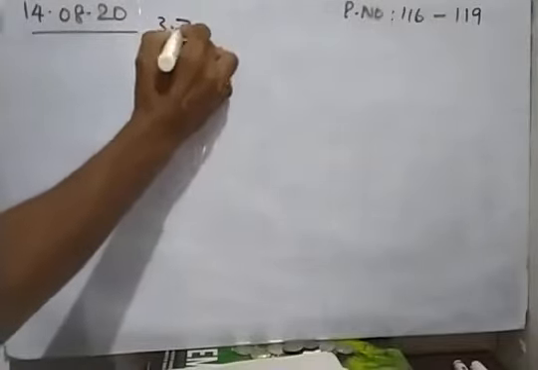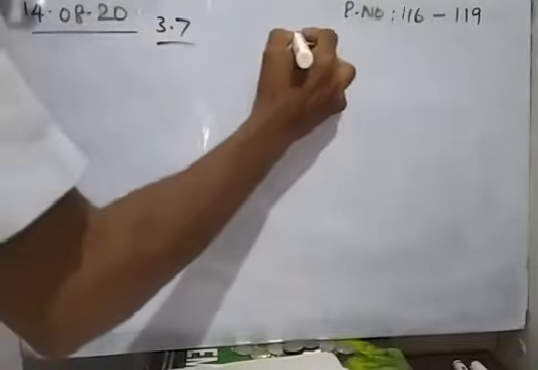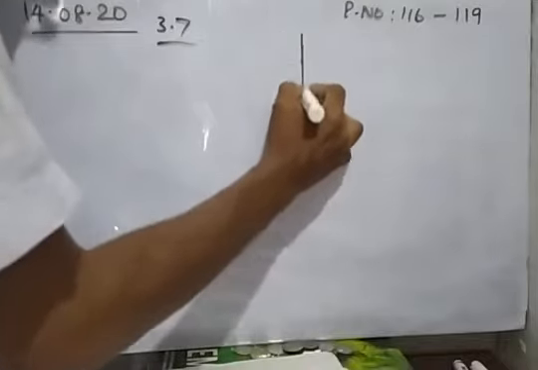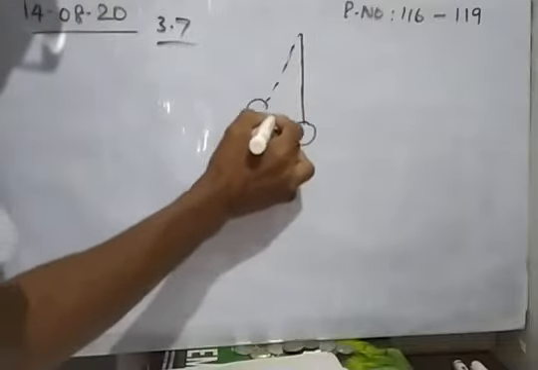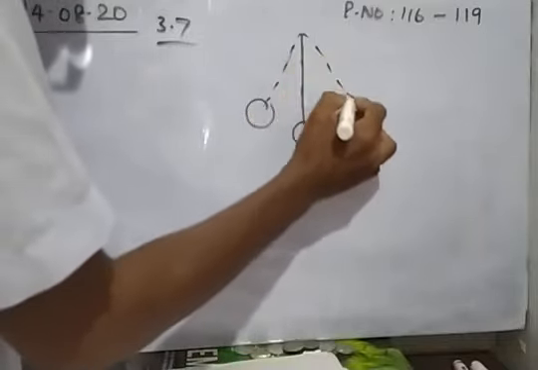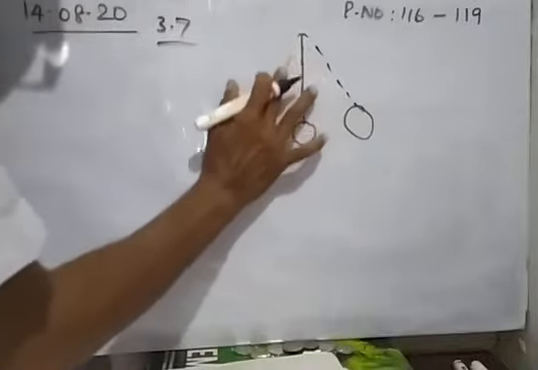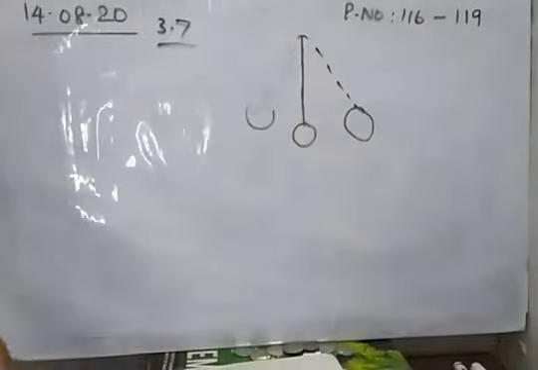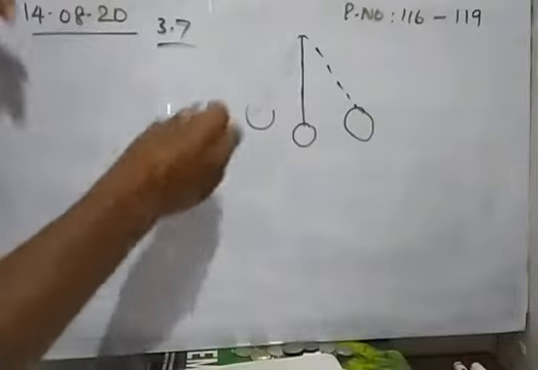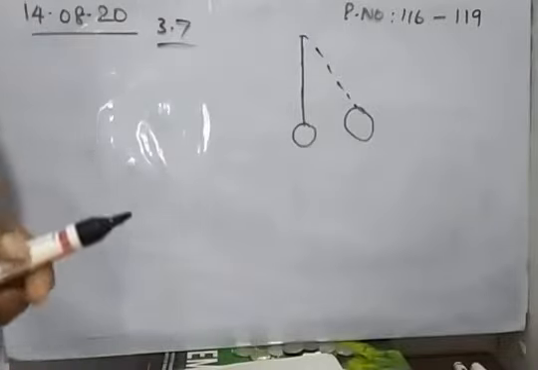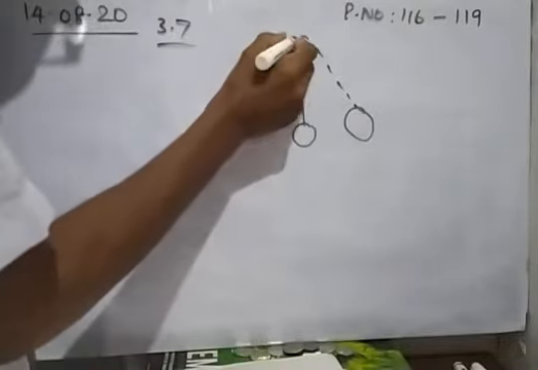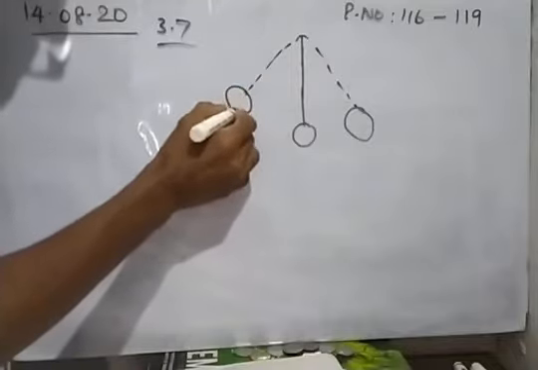3.6 is a very, very important sum. Next, 3.7. Here there is a simple pendulum, which is oscillating like this. We want to identify the forces acting on the bob, and also the acceleration experienced by the bob.